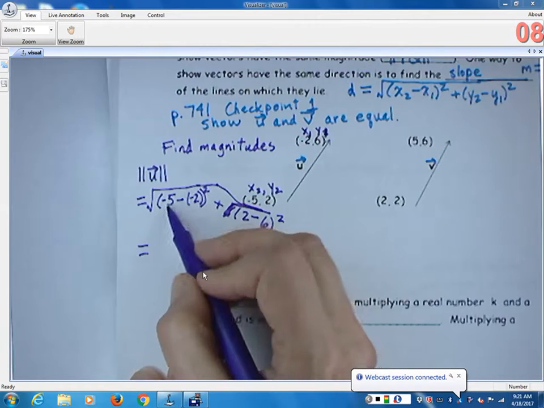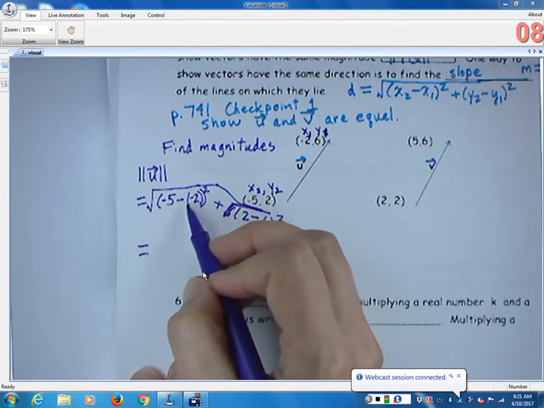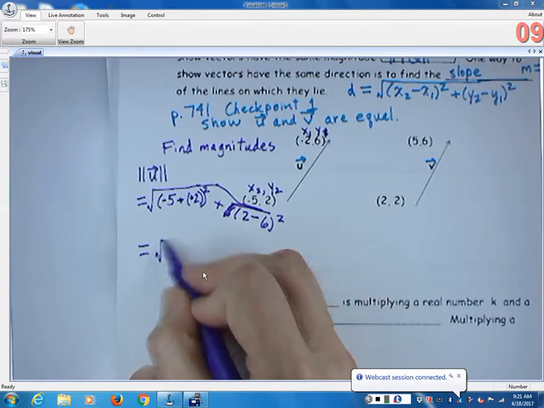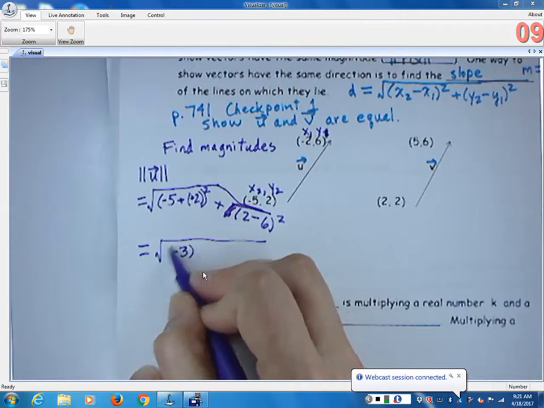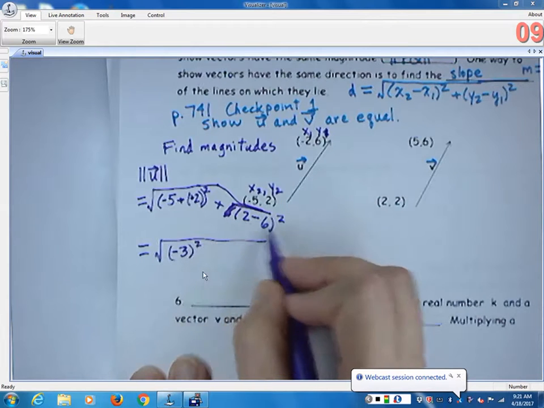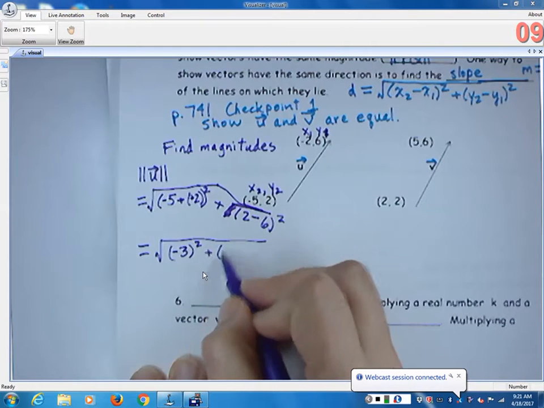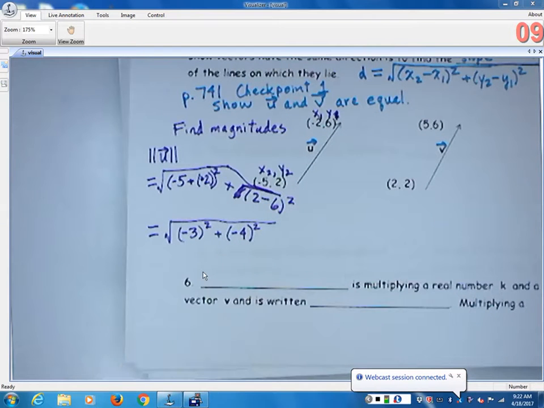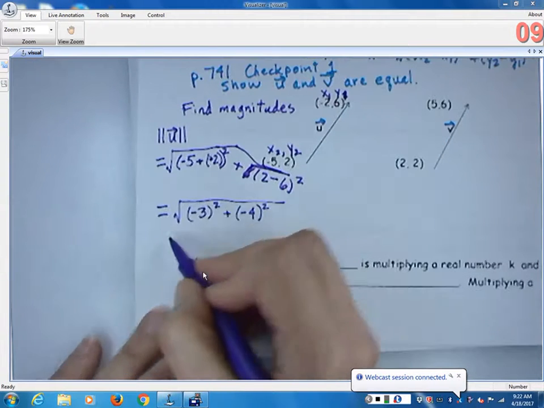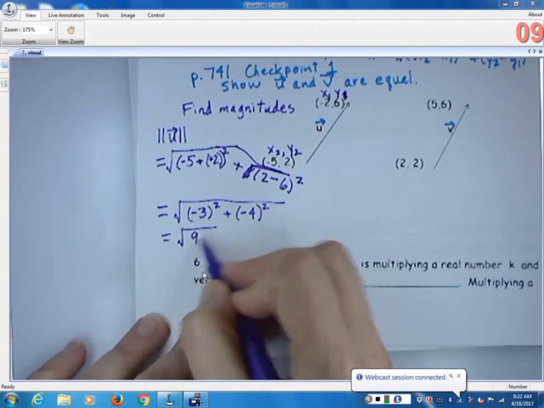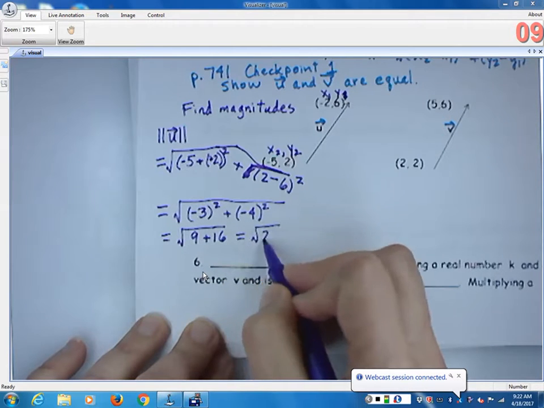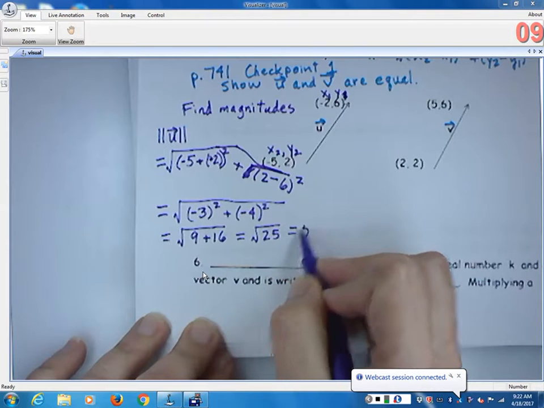Okay, -5 minus -2 is plus 2. -5 plus 2 is -3. And 2 minus 6 is -4. When you square these negative numbers, you're going to get positives. So you get 9 plus 16. And that's the square root of 25, and that equals 5.